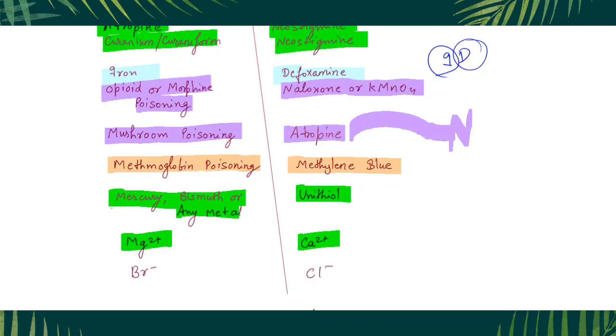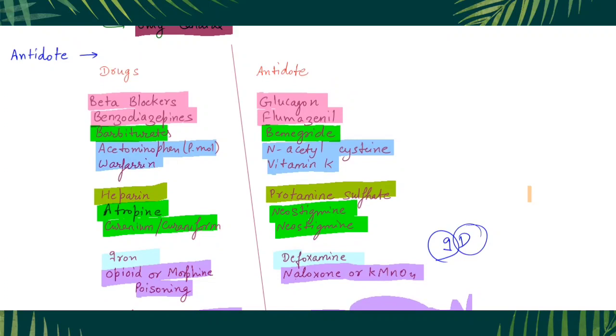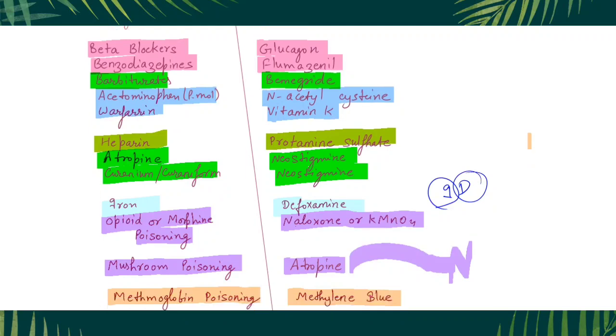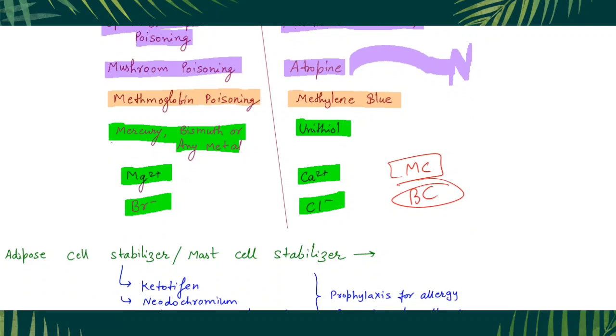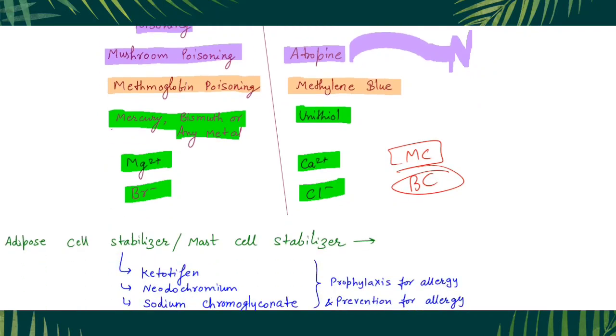Magnesium, calcium, bromide, chloride, bromism, chlorism. So remember MCBC: most careful, be careful. Okay guys, remember these antidotes once more. Beta blocker, glucagon. Benzodiazepine, flumazenil. Barbiturates, bemegride. Acetaminophen, N-acetylcysteine. Warfarin, vitamin K. Heparin, protamine sulfate, they act as chemical antagonists. Atropine, neostigmine, iron, deferoxamine. Give me your ID. Opioid or morphine poisoning, naloxone, naltrexone, potassium permanganate. Mushroom poisoning, atropine. Methemoglobin poisoning, methylene blue. Mercury, bismuth or any metal, unithiol. Magnesium, calcium, bromide, chloride. Okay, then see you in the next part.